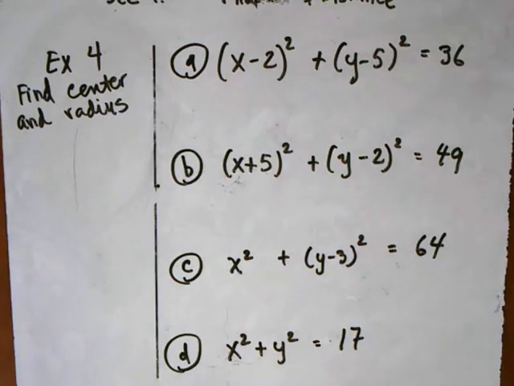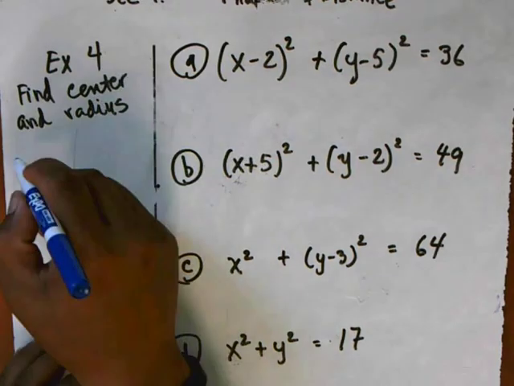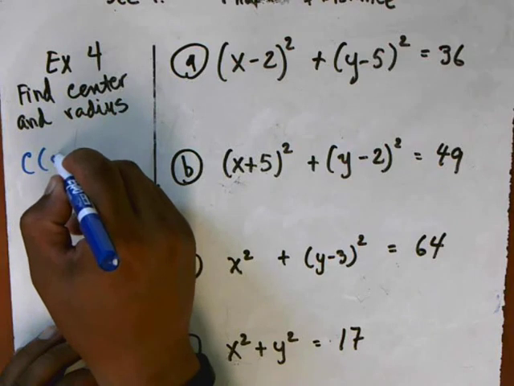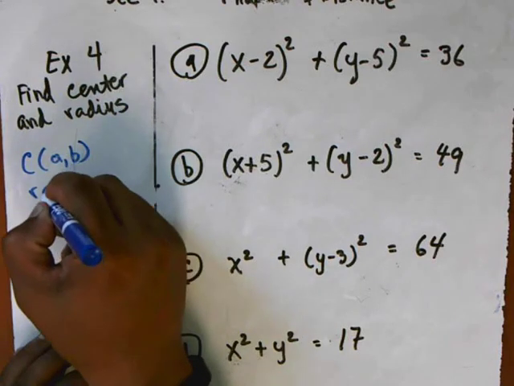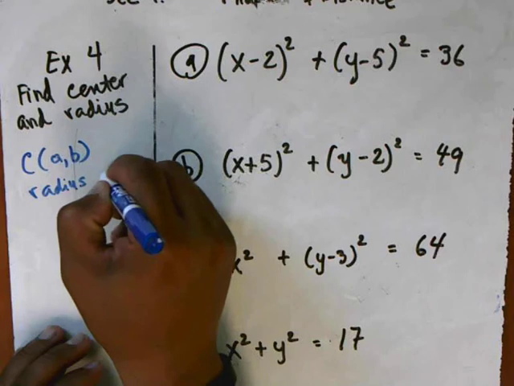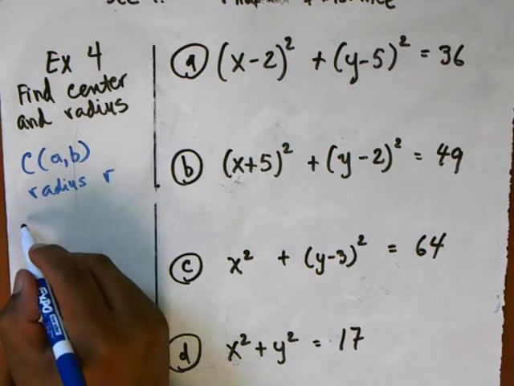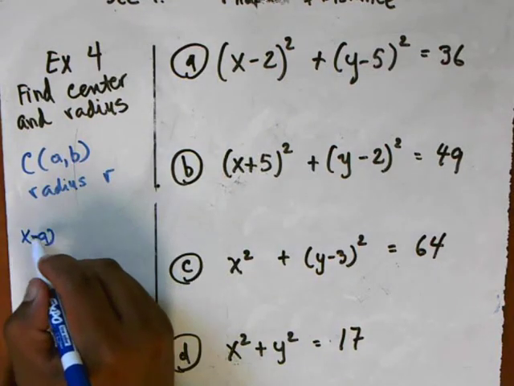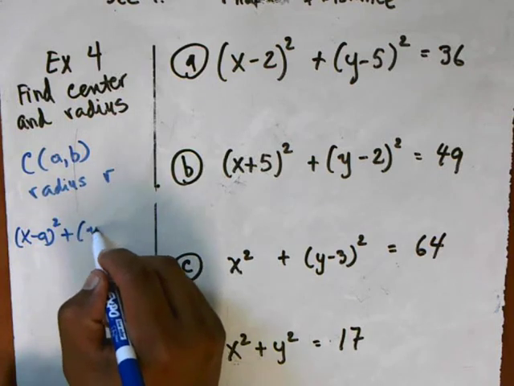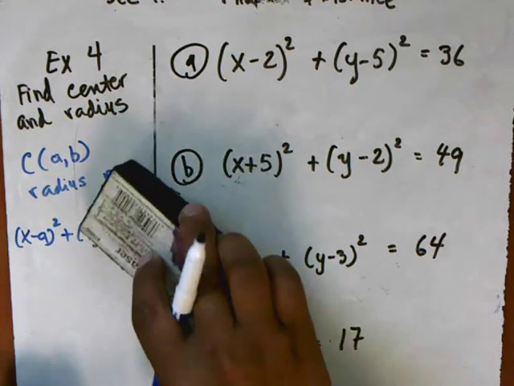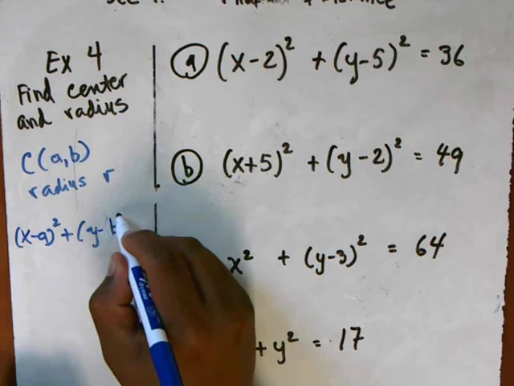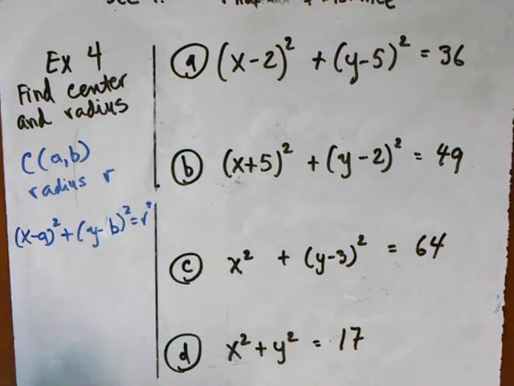Alright, so I've got 4 problems here for us to work on, finding center and radius. And again, you should really hit pause at some of these problems, try it on your own, and then compare your solutions to mine. So let's start right away with the first one. Just a reminder, if I have a center at (a, b) and I have a radius r, that means my equation is (x minus a) squared plus (y minus b) squared equals r squared.